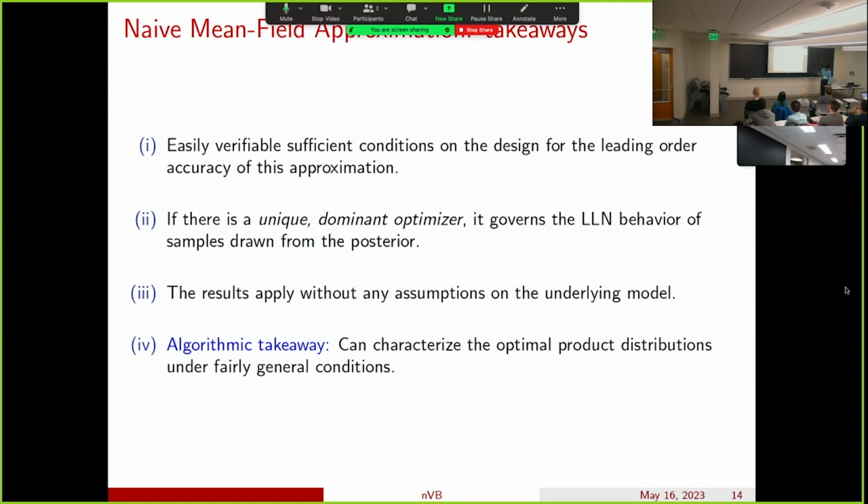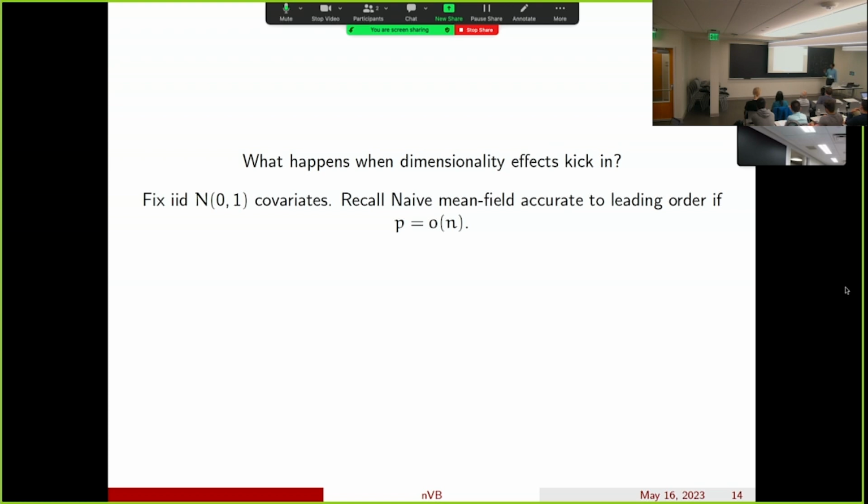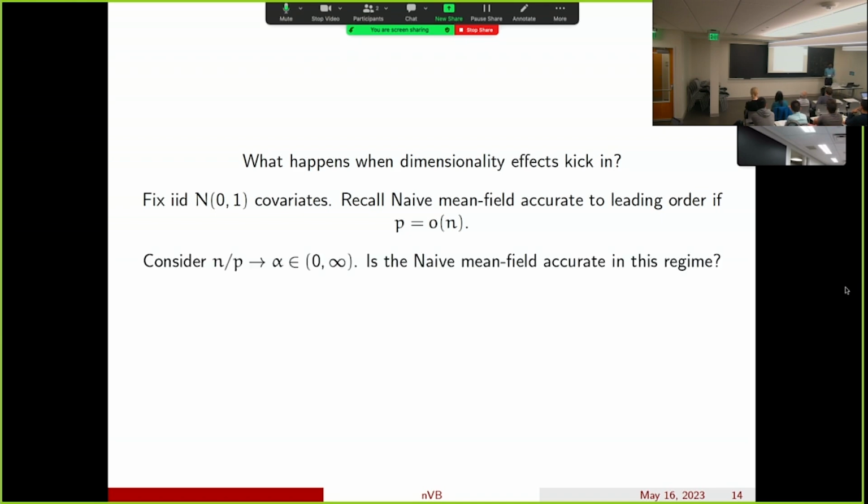Okay, so this brings me to the last part of the talk. Here I'll make all sorts of simplifications because this is a bit more challenging to do. Let's look at just this specific case where the design entries are IID normal 0, 1. Our earlier results essentially say that if p is little o(n), then the naive mean field approximation is correct. The question is, what can happen if this assumption is not true? Maybe this is just an artifact of our proof and one doesn't really need it. What I hope to convince you of is that that's not the case. There are other complementary regimes where the naive mean field approximation is expected to be inaccurate.